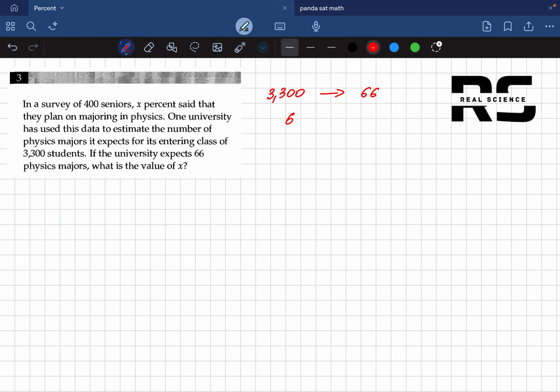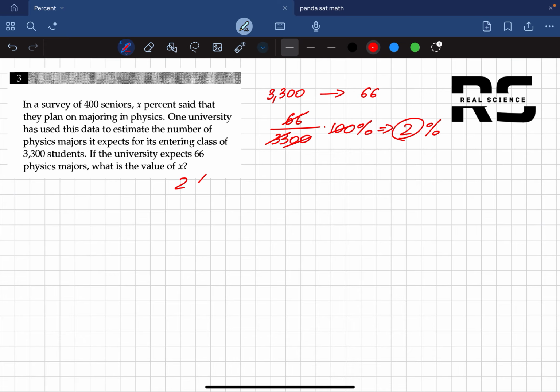So we can just divide 66 by 3,300 and multiply that by 100 to turn it into percent. So we just cancel two zeros. 66 and 33 will cancel each other. So the answer is 2%.